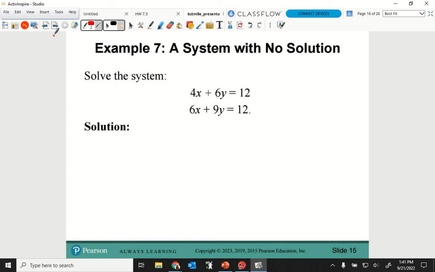Factors. Can I multiply 4 to get 6? No. 6 to get 4? No. What about 9 to get 6, or 6 to get 9? No. But they're going to have a common factor. The common factor is where will they both equal the same number? What you got?